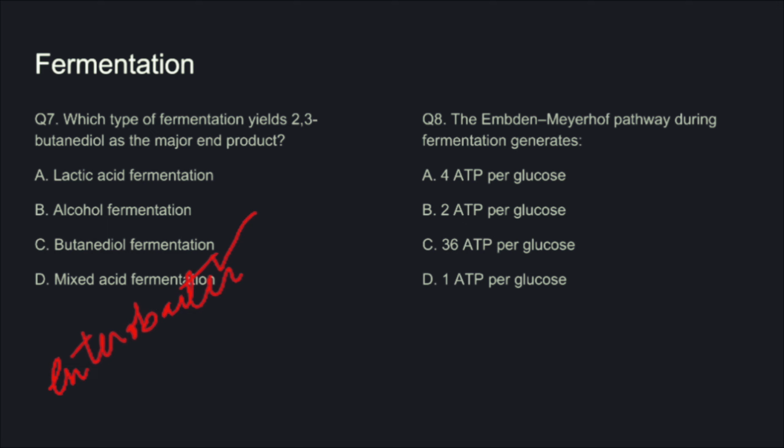Okay, now Embden-Meyerhof pathway during fermentation generates how much ATP? Options are 4, 2, 36 or 1. So the correct answer for this is 2 ATP per glucose.